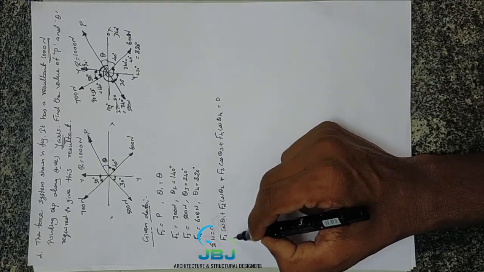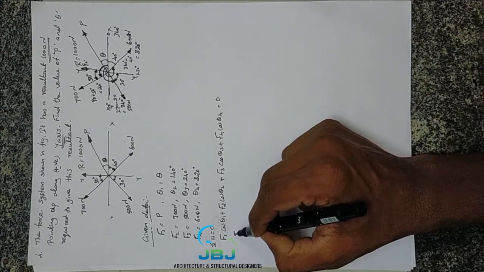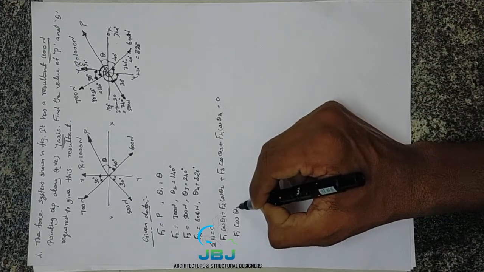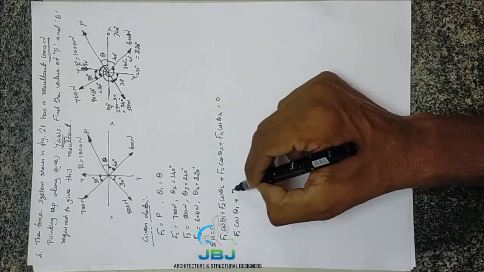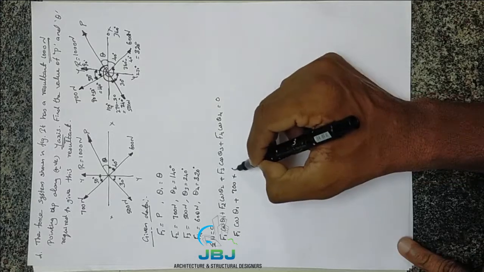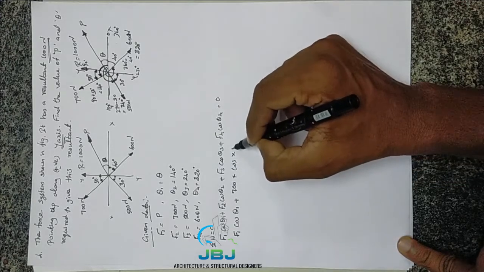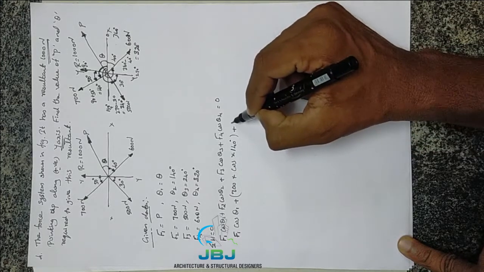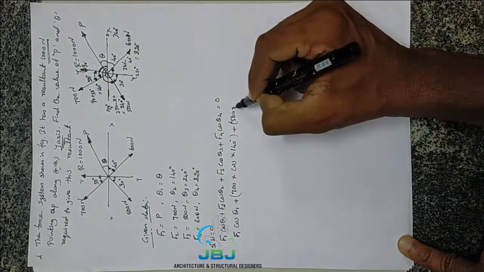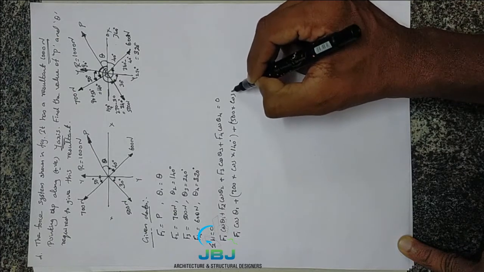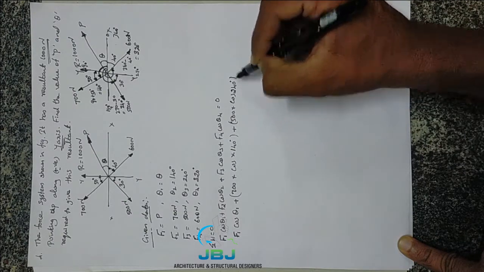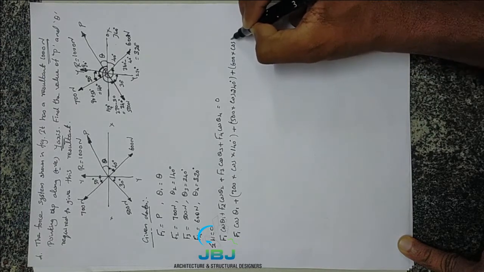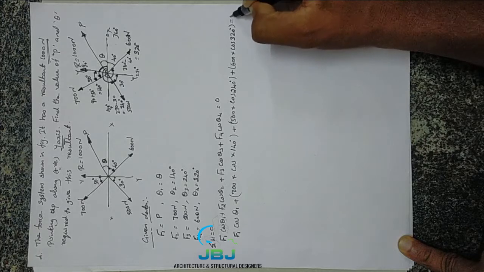Do you know the value of F1? You don't know, so put it like this: F1 cos theta 1, since you don't know the value of cos theta 1. Then plus F2, you know the F2 value, 700 into cos theta 2, 140 degree. Put them in bracket. Plus F3, what's the value of F3? 500 into cos theta 3 equal to 240 degree. Plus F4 equal to 600 into cos 320 degree equal to 0.